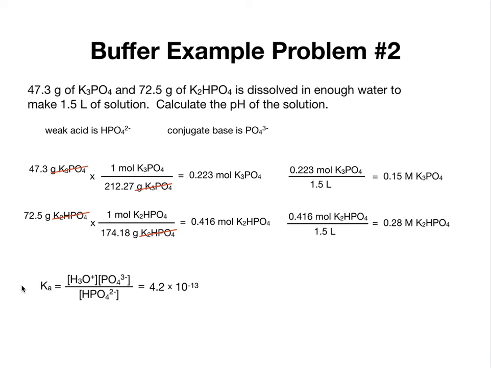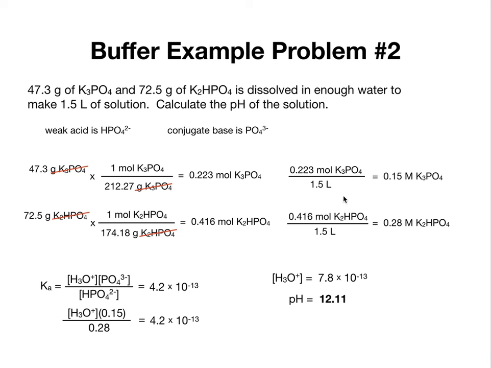We look them up. All right, so we substitute for the phosphate ion. We got 0.15. For the hydrogen phosphate ion, we've got 0.28. We solve for the hydronium ion concentration. We take the negative log of both sides. We get a pH of 12.11. So this is a basic solution.